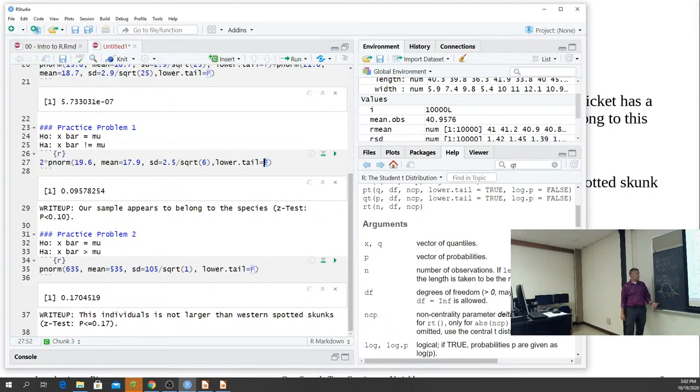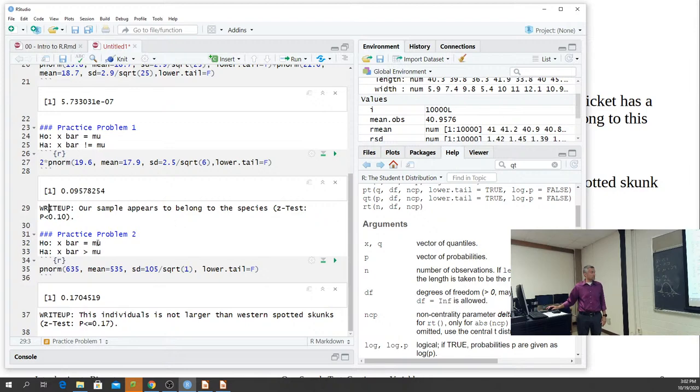Since we also want the lower tail, I'm just going to take advantage of the property that our normal distribution is symmetric and multiply that probability by 2. And I get 0.09578. So the write-up that I can use is: our sample appears to belong to the species. That's my conclusion. The test that we ran was a z-test, p-value less than 0.1. So I included all the things that I needed to, minus the optionals, because the optional ones aren't part of this test.